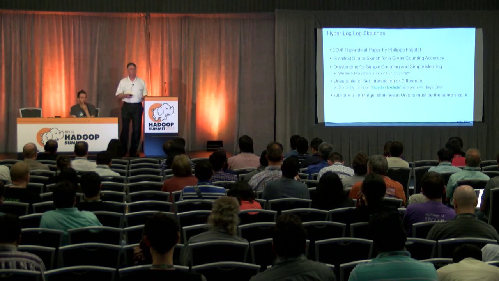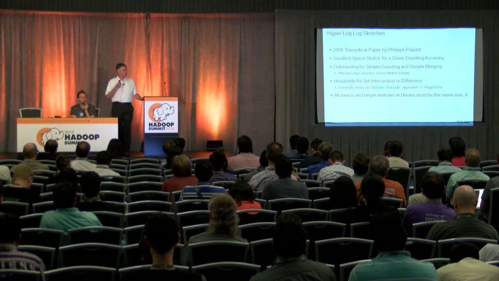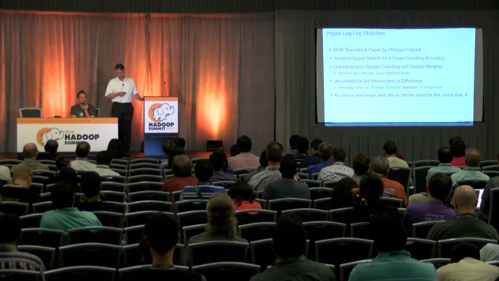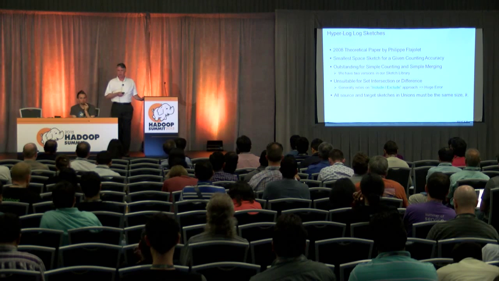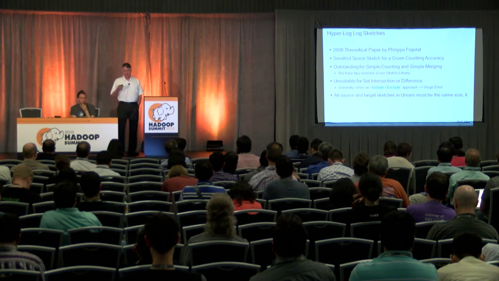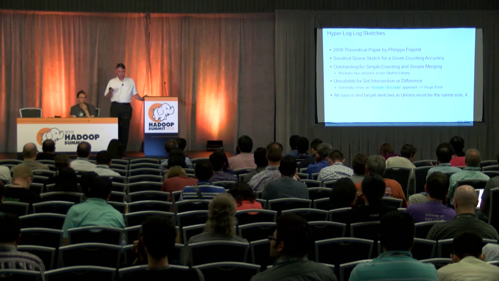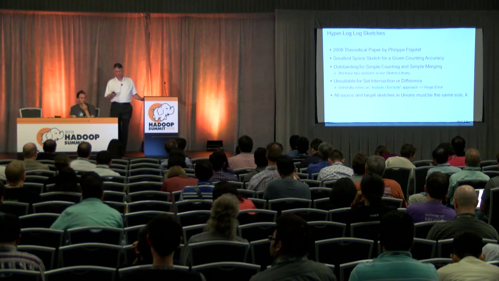We have a version of it. We have 2 versions of it in our library. But it's unsuitable for set intersection or difference because the errors are so large. It doesn't have the right kind of data structure for that. And it has a couple of restrictions. Generally, it relies on an inclusion-exclusion approach, which has huge error, and all the targets must be the same size, which is not a restriction on the KMV sketches.